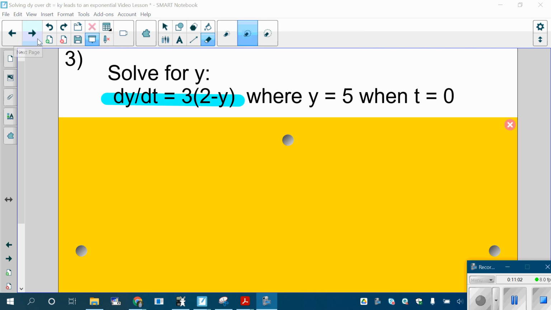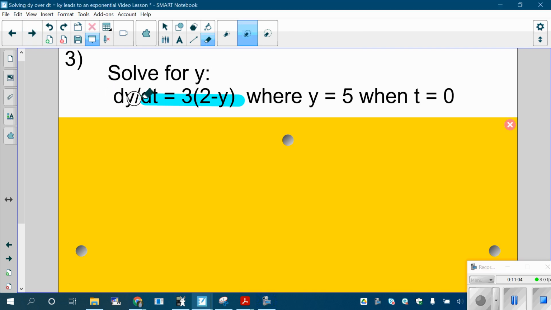If you skip down here on your paper, I want to do 2 more problems together. First, let's look at this differential equation. It says dy/dt equals 3 times (2 minus y). If you wanted to, you could FOIL that out and get dy/dt equals 6 minus 3y.